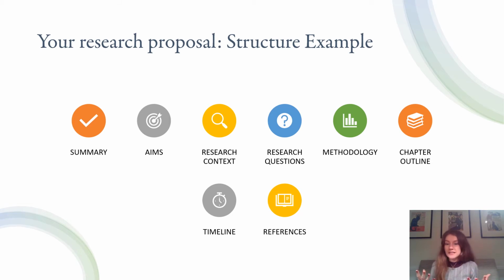So I've split it up into these. First is a summary, then aims, then research context, which is basically like a lit review. Research questions, methodology. If you're in English or any of these subjects, it's really good to have a methodology. It might sound absolutely bizarre at this stage, but you do. Chapter outline, then timeline, which means the timeline of how you see your PhD going, what you think you're going to do during your PhD, but I'll go into more detail later, and also references, which I don't really go over.